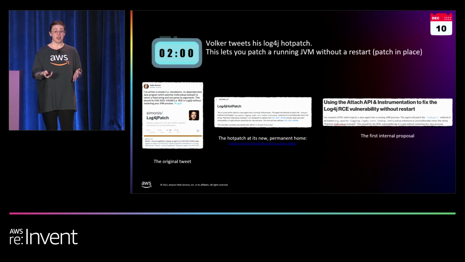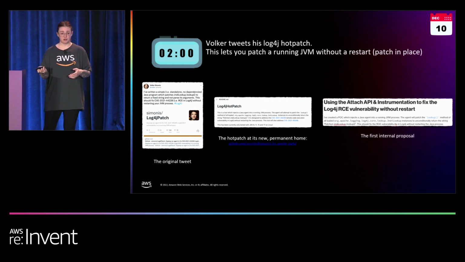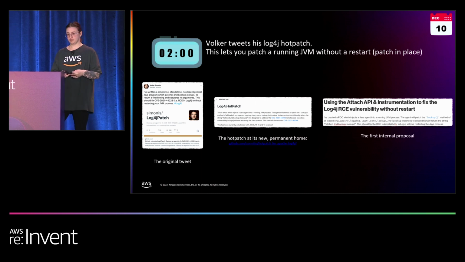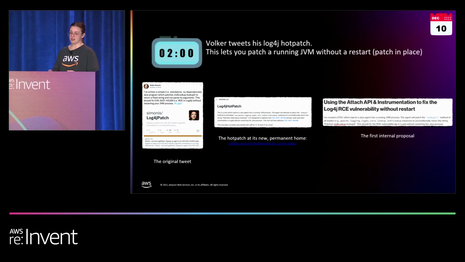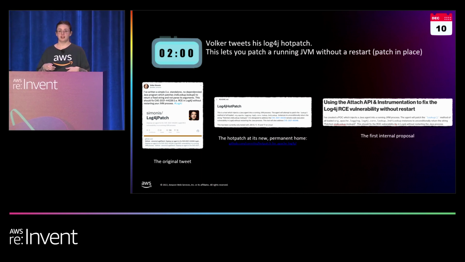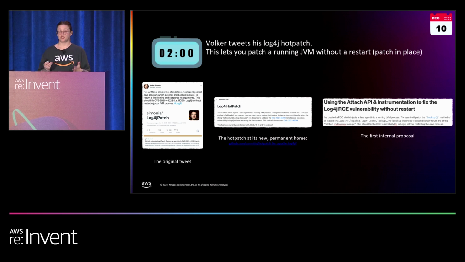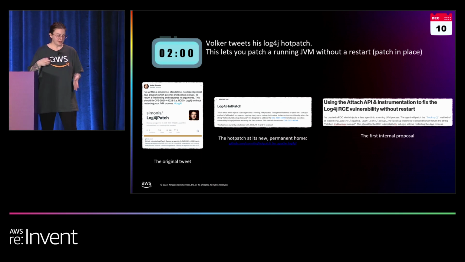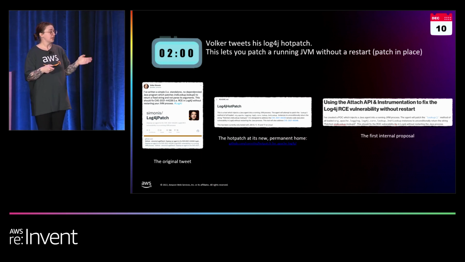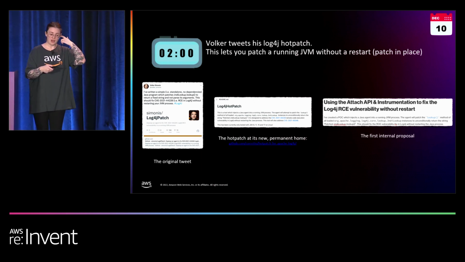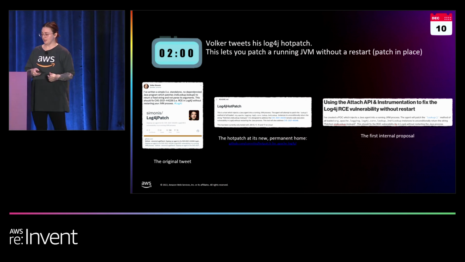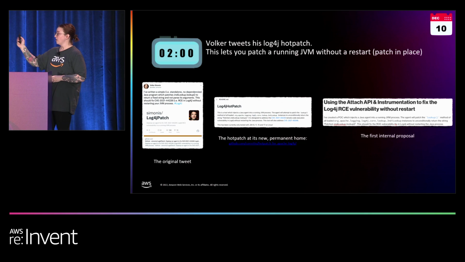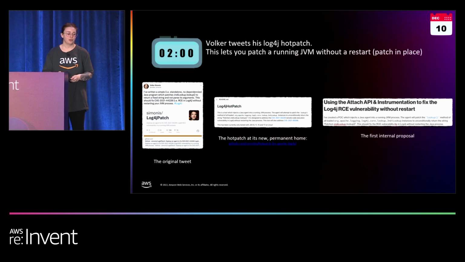And at 2 a.m., Volker Simonis from the Corretto team had tweeted a Log4j hot patch that let you patch a running JVM without a restart, so to patch in place. For posterity, that is the original tweet. Then the new permanent home of the hot patch, which ended up hanging out with everyone for quite some time. And then the very first internal proposal.